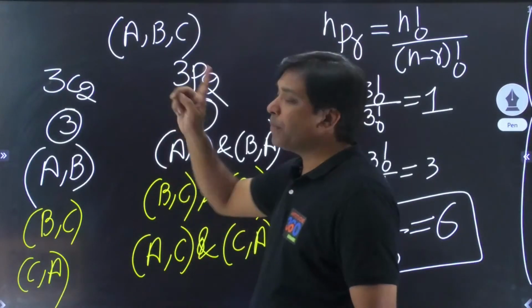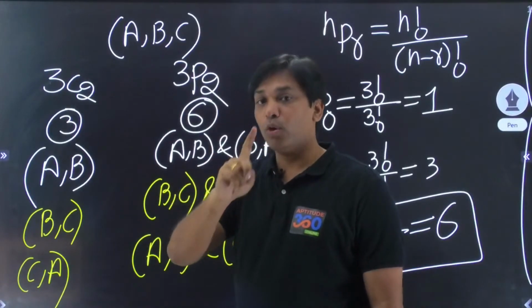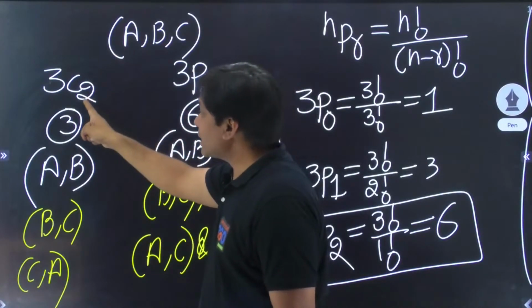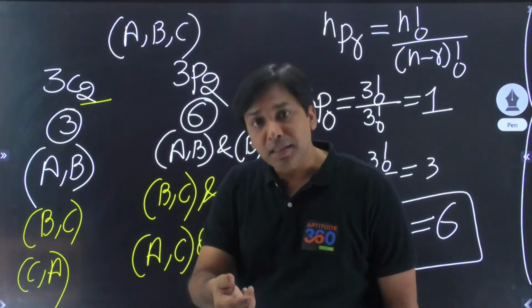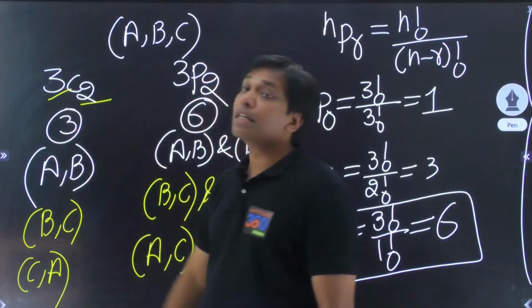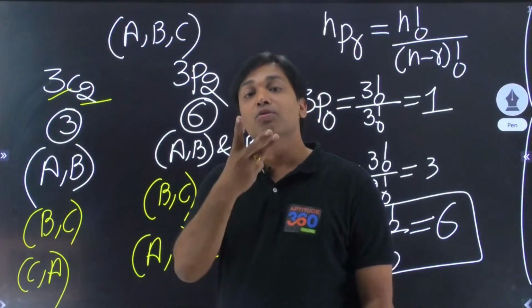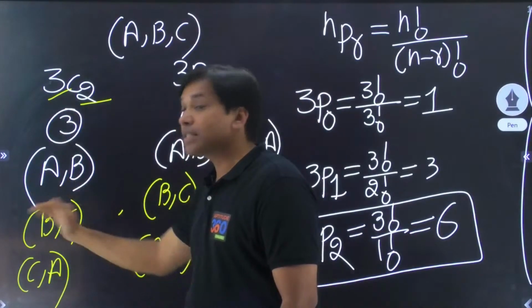So don't you think that, in how many ways can you select 2 items, 2 distinct items out of 3 distinct items? This can be done in 3 ways: either AB or BC or CA.